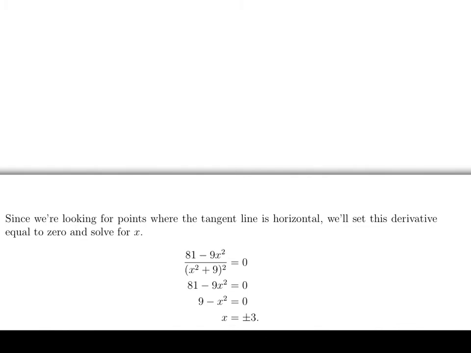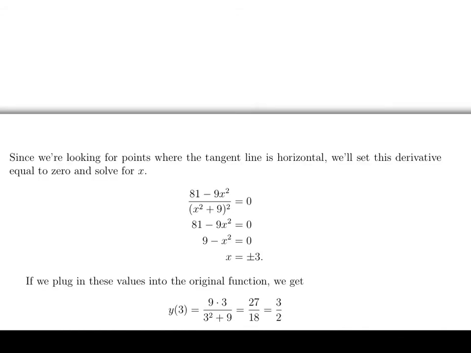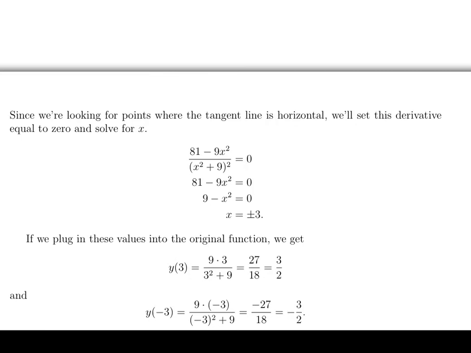So those are going to be the x values where the tangent line is horizontal. We also need the y values at those points. So let's plug positive 3 and negative 3 back into the original function, because we need to know the corresponding y values. So if we plug in 3 back into the original function, you can see that this all works out to be 3 over 2. So that's the y coordinate associated with 3. And then if we plug in negative 3, you can work out what we get here, we end up with negative 3 halves. So that's the y coordinate corresponding to the point where x is equal to negative 3. So we've got our 2 points.